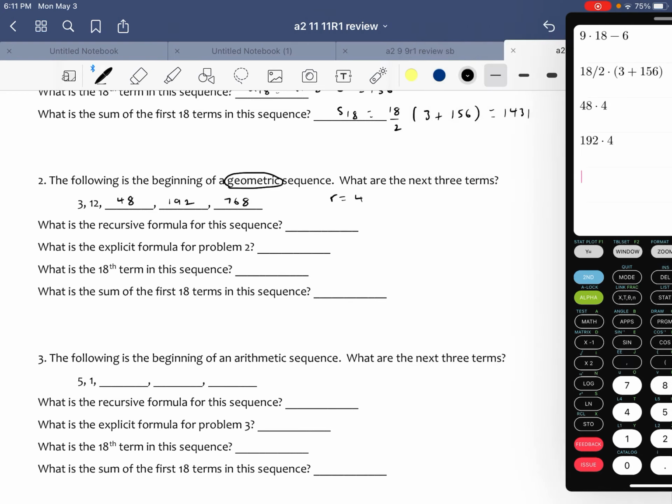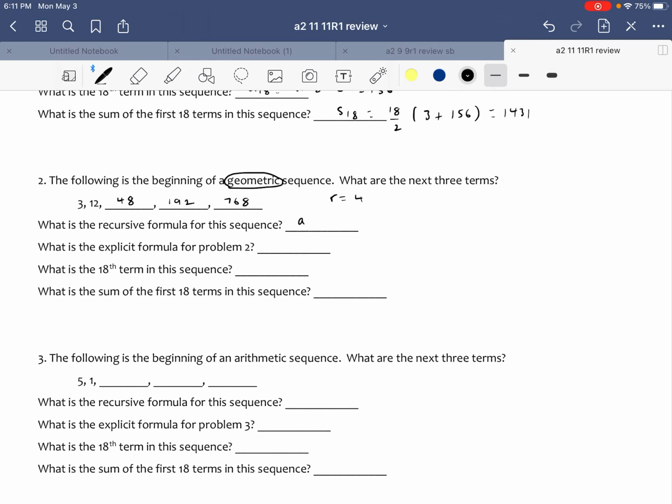What is the recursive formula? Again, that has two parts. Identify for your reader, your audience, the first term. And then for geometric, it goes like this: a sub n is equal to the ratio times a sub n minus 1. Explicit formula goes like this: a sub n is equal to your first term times the ratio to the n minus 1 power.